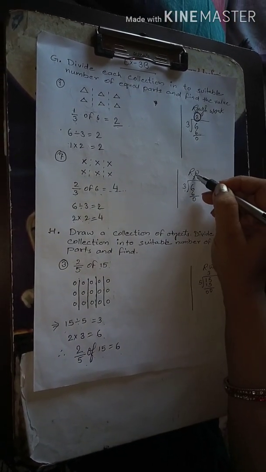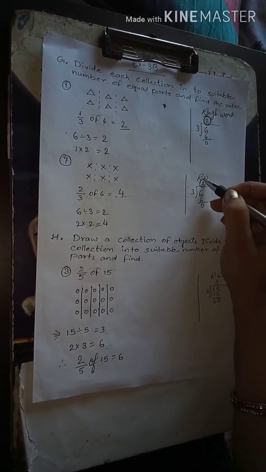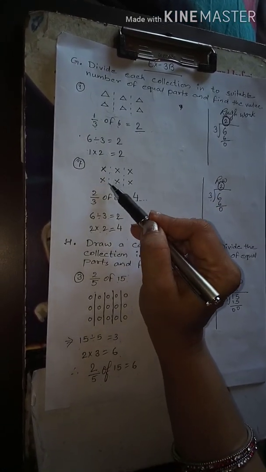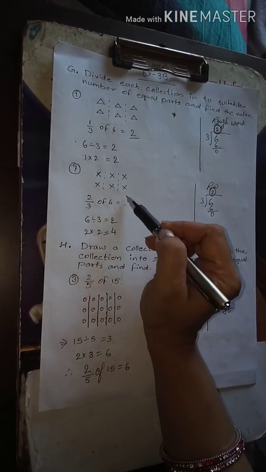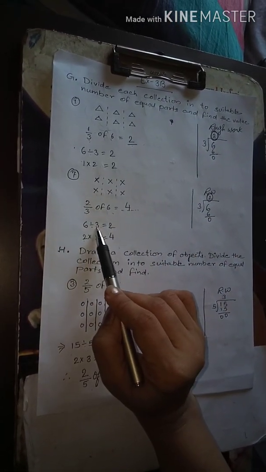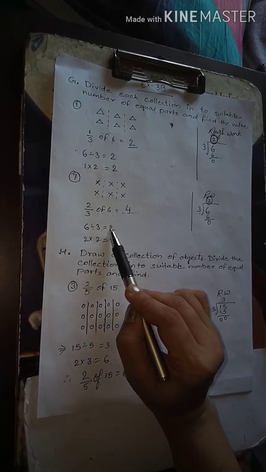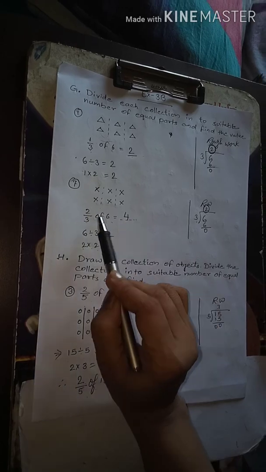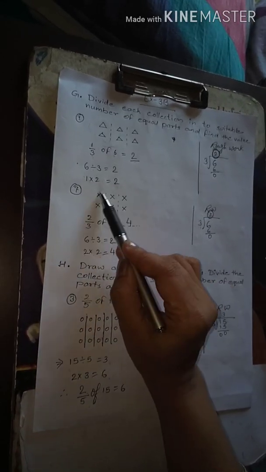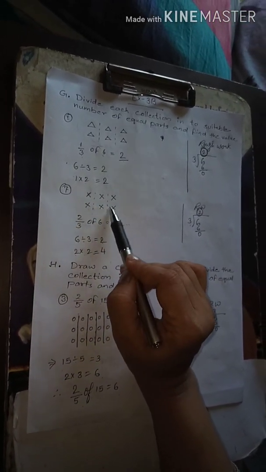3 1s are 3, 3 2s are 6. So in each part, how many things should be there? 2 things should be there. So we have to divide like that, so that 2 things are there in each part. Now 6 divided by 3, what? 2. Then 2 multiplied by 2 equals 4. So 4 is the value of this question, and this collection we will divide like that.